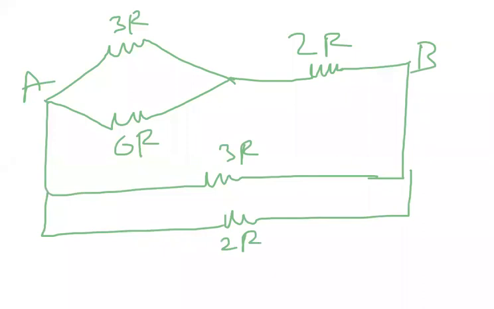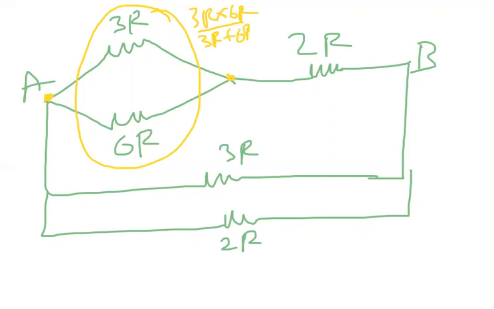First of all, how to handle these situations: observe these 3R and 6R. Concentrate on this one, 3R and 6R. They are parallel, between the same two points. So 3R into 6R by 3R plus 6R, which I can write as 2R. So 2R and 2R, how are they? They are in series combination.